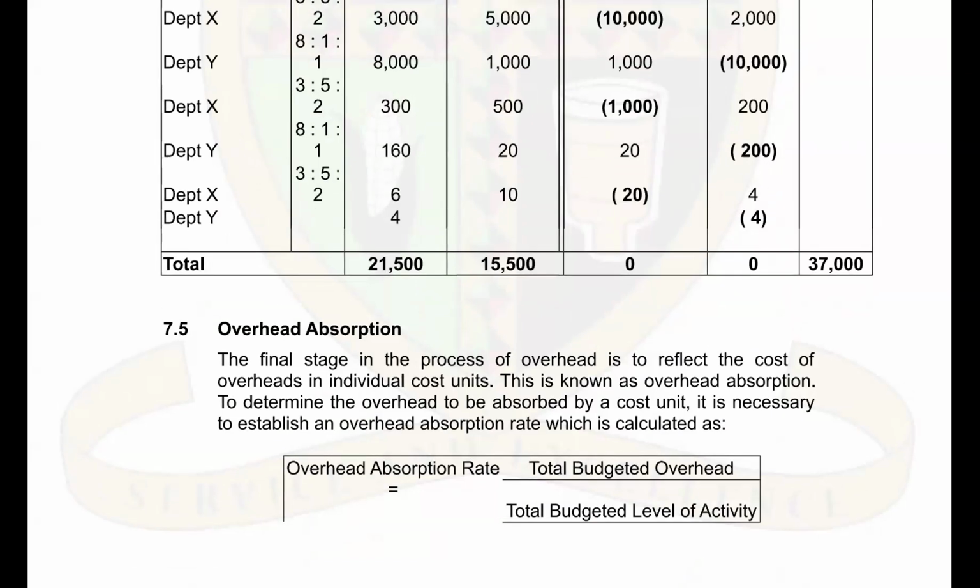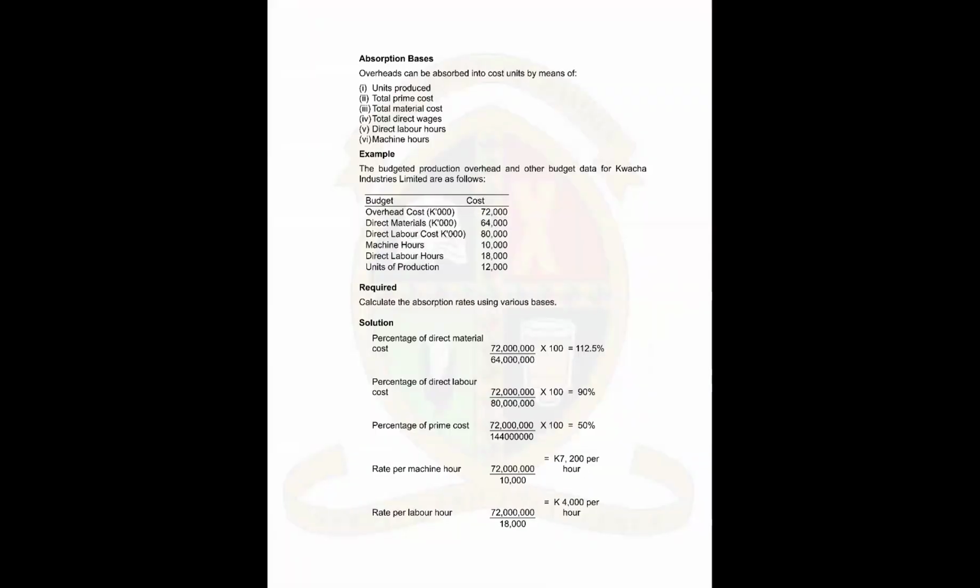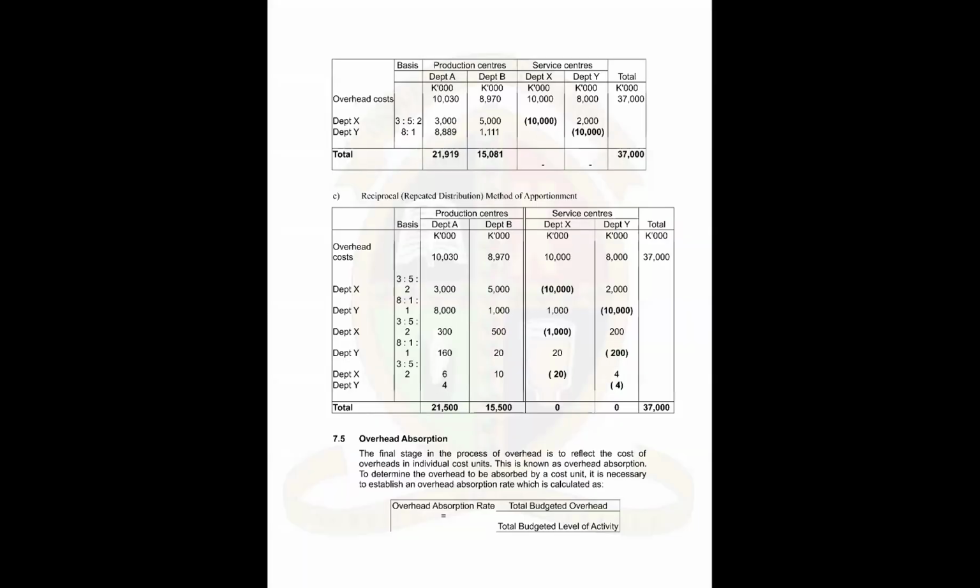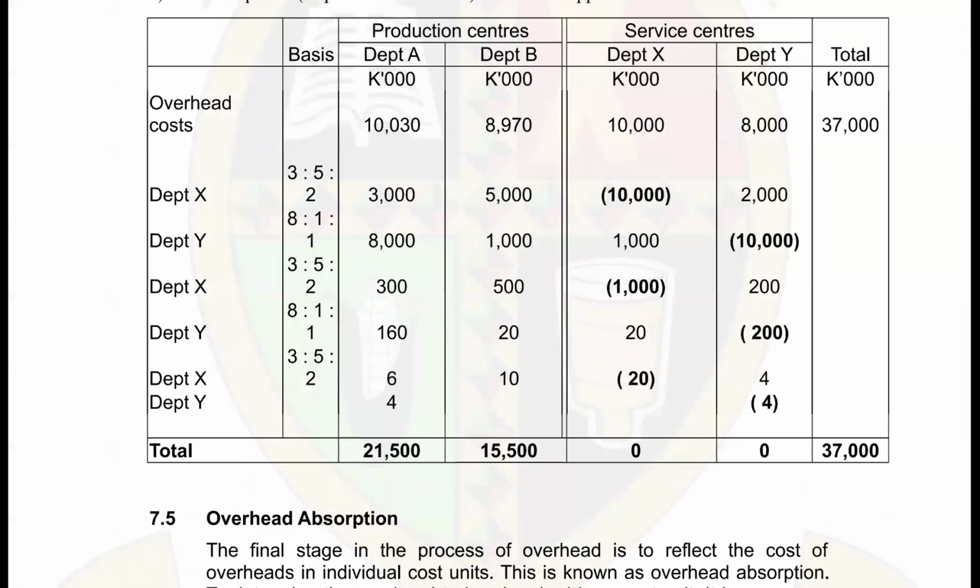Now, yeah, we'll talk about the basis of apportionment and the absorption rates in the next conversation. This should be enough for you now.